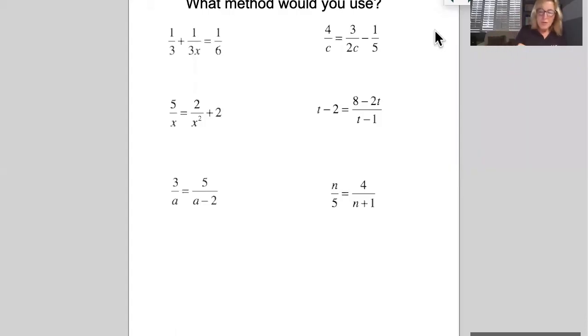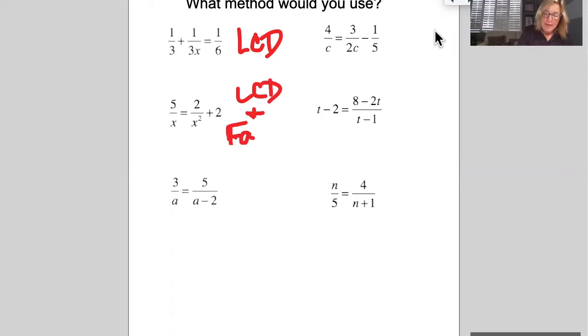Okay, so this first one, I would probably tend to do least common denominator because there are common multiples. The second one, I would probably do factoring, but you probably have to do the least common denominator first and then factor it. And I know that because of that x squared term, that would be part of the least common denominator. This one, I think I would try to do cross products because it just looks like it will lend itself to that.